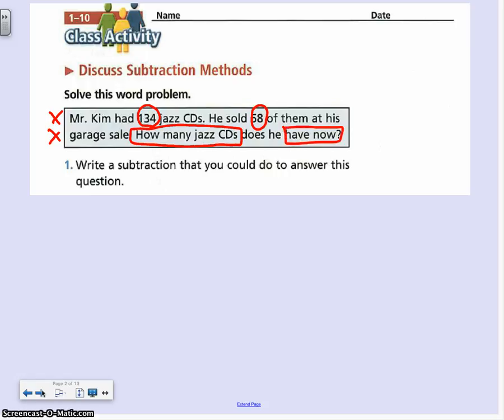And then I notice it says have now. That means that something has changed. So he started with 134 jazz CDs. Now he sold some. If I sell something, that means I'm giving it away. So I think this is a takeaway problem where I'm going to take away 58. Ms. Anderson, would it also have been a clue that in the directions it said to write a subtraction that you could do? That's a good hint. Good thing we're reading directions. I think that we should just stop there for now because we need to learn about our methods still. Let's keep going.